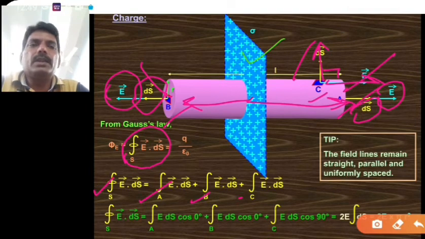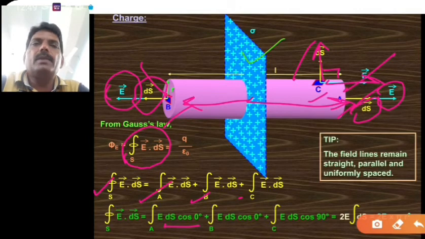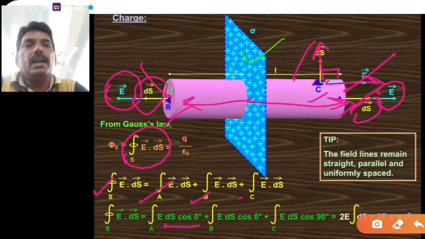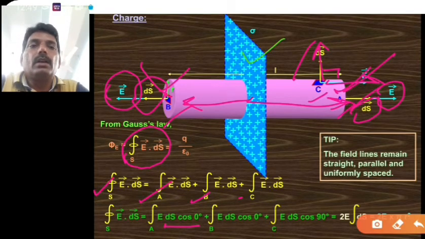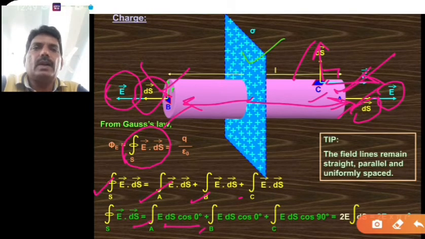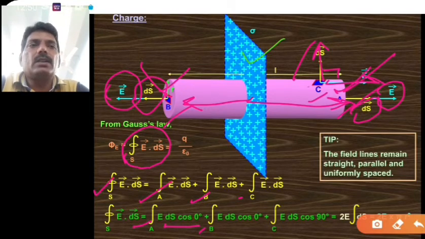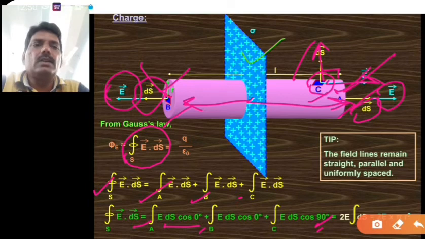By using the formula, vector E dot vector ds is equal to E ds cos theta. Here the angle between the electric field and area vector ds is 0 for surface A and surface B. So these two, A and B, will be present here, because cos 0 is 1. On the other hand, the angle on surface C, the curved surface, is 90 degrees between the electric field and surface area vector. So cos 90 is 0, so this will get cancelled. That means only these 2 will be present.